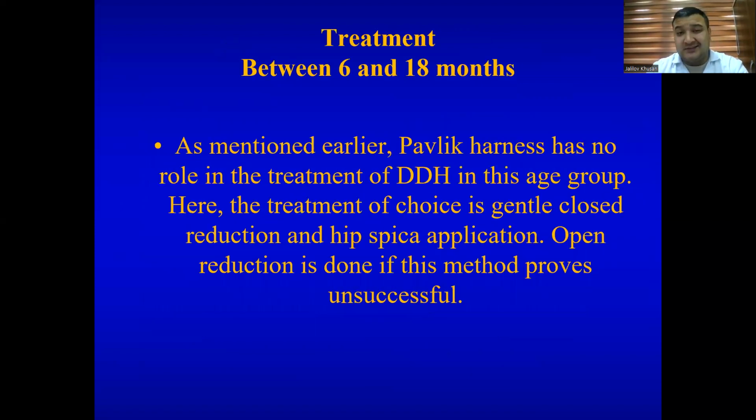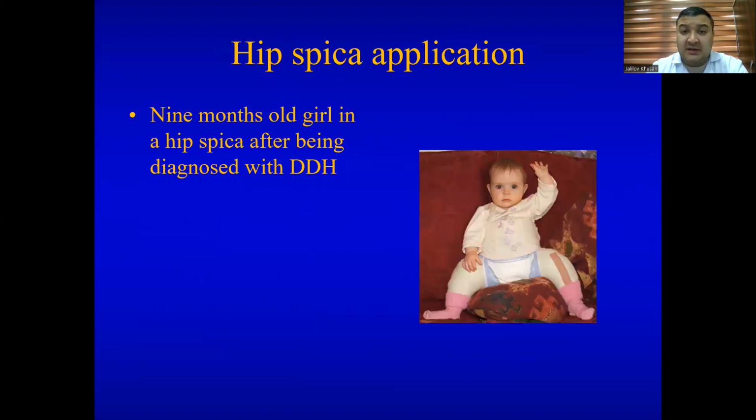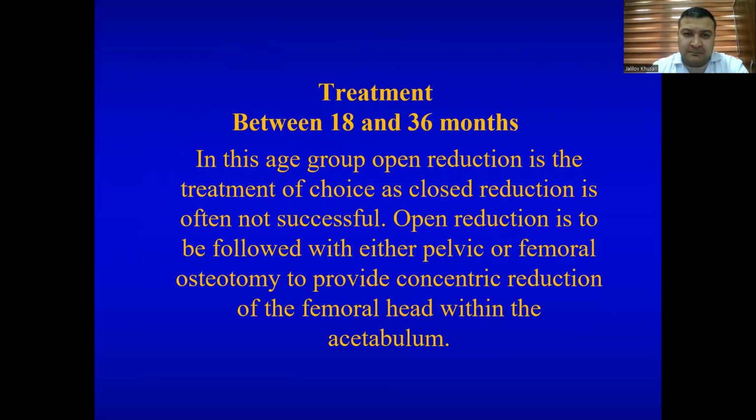Treatment between 6 and 18 months. As mentioned earlier, the Pavlik harness has no role in the treatment of DDH in this age group. Here, the treatment of choice is gentle closed reduction and hip spica application. Open reduction is done if this method proves unsuccessful. Hip spica application: a 9-month-old girl in a hip spica after being diagnosed with DDH.